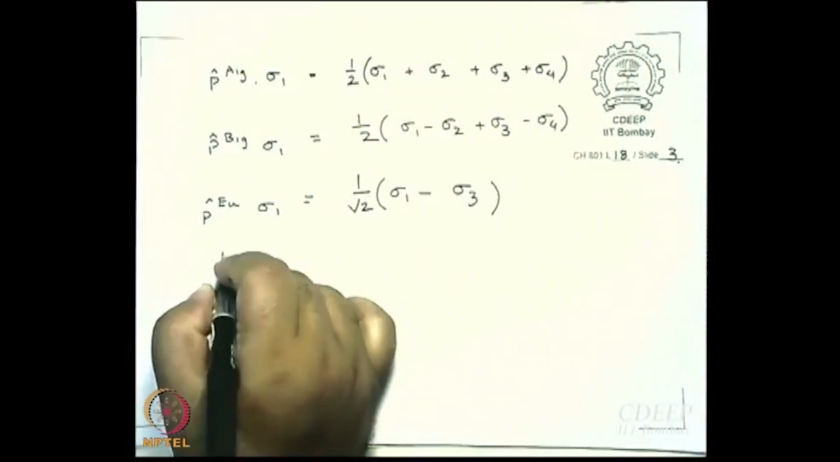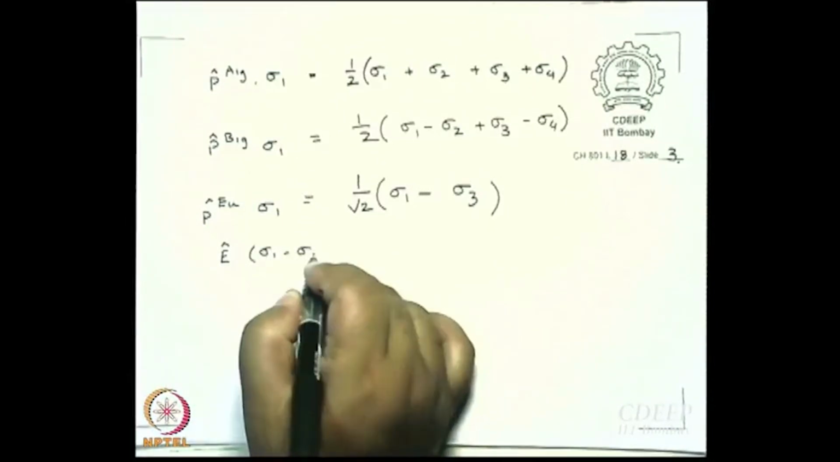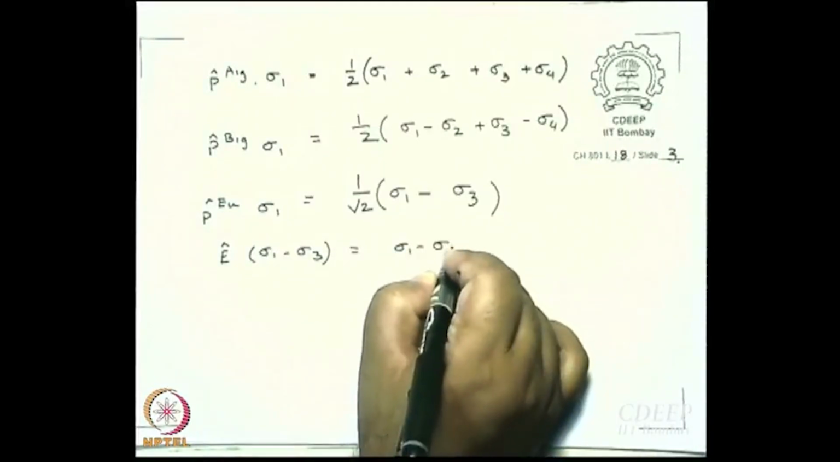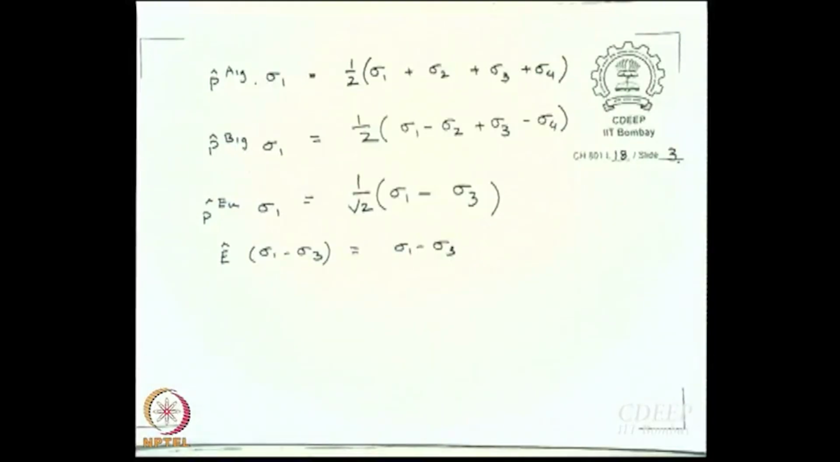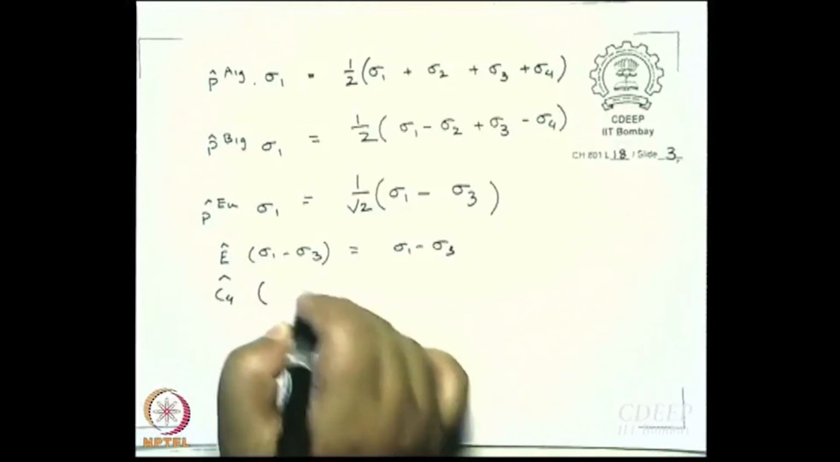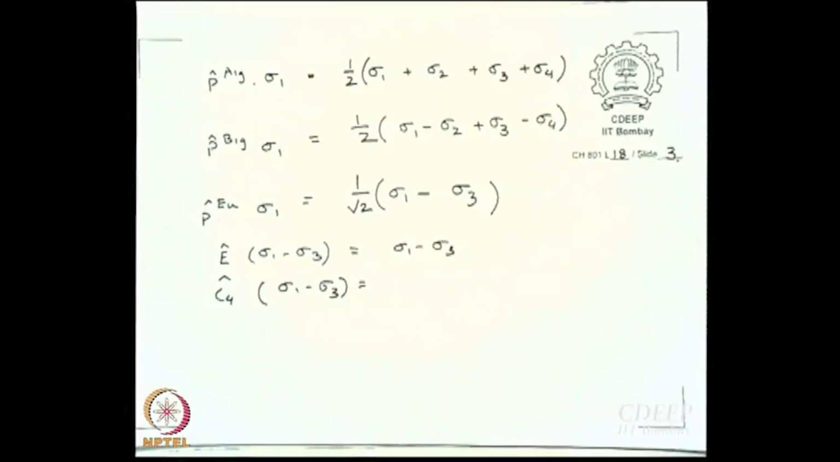What happens when E operates on sigma 1 minus sigma 3? I do not care about that 1 by root 2 at the moment. What do you get? You get the same thing. What is the next symmetry operation? C4. When C4 operates on sigma 1 minus sigma 3, what do you get? Sigma 2 minus sigma 4.